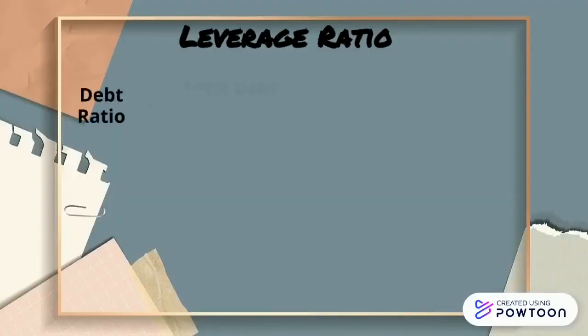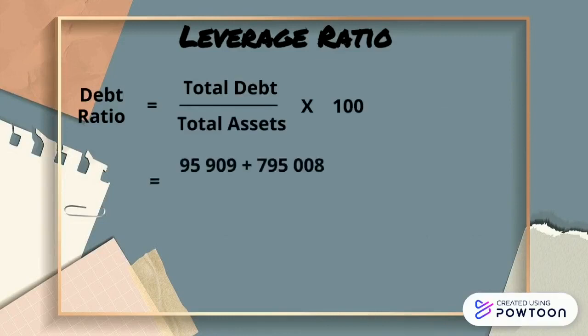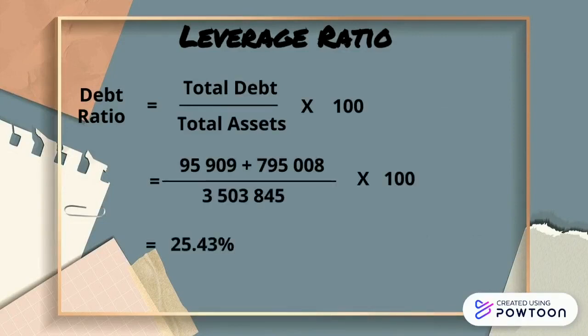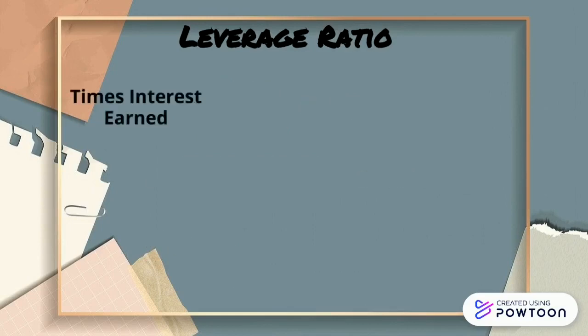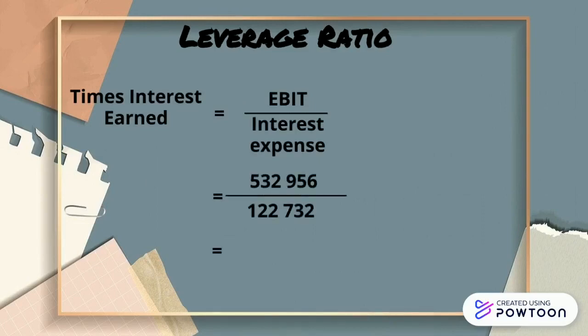Other than that, leverage ratio. The formula for debt ratio is total debt, which consists of long-term debt and current liabilities, divided by total assets times with 100. The final answer is 25.43%. Besides that, the formula for times interest earned is earning before interest and tax divided by interest expenses, and the final answer is 4.34 times.